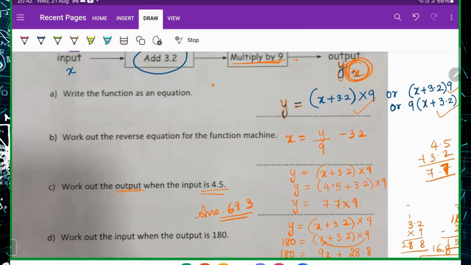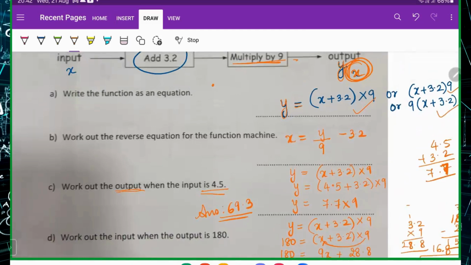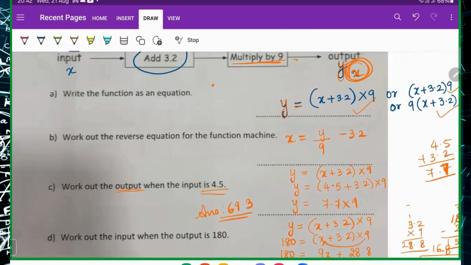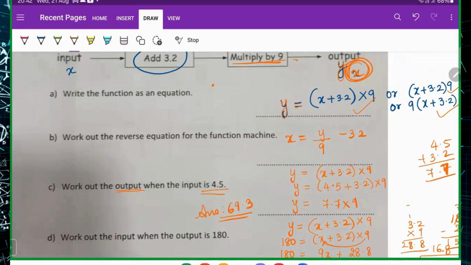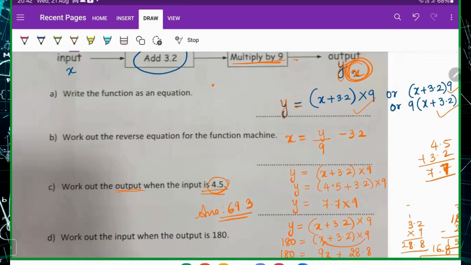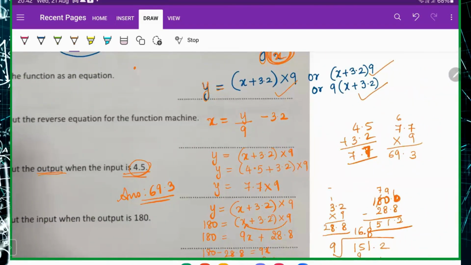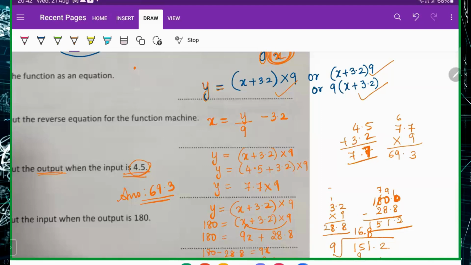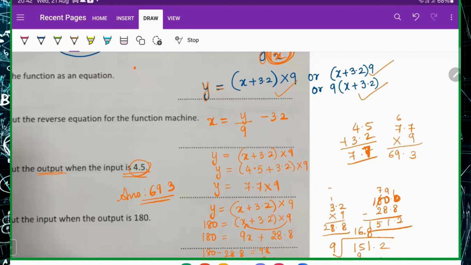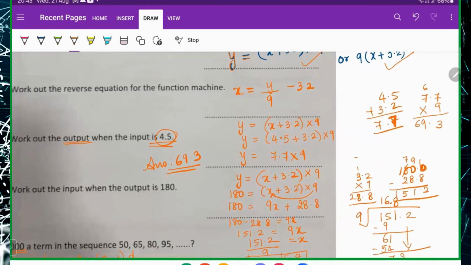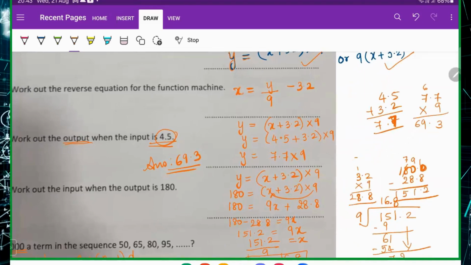Next it says work out the output when the input is 4.5. So you know your y is equal to x plus 3.2 the whole multiplied by 9. Y is equal to, they are saying when input is 4.5, so 4.5 plus 3.2 multiplied by 9. So y is equal to 7.7 multiplied by 9, and if you do 7.7 multiplied by 9, you get a 69.3.